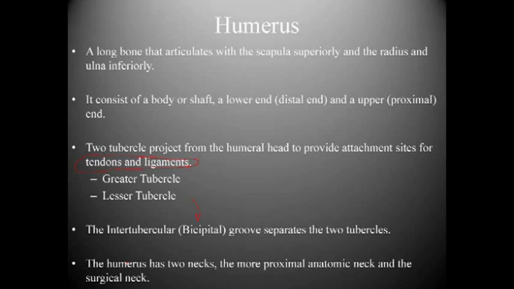The humerus has two necks, the more proximal anatomic neck and the surgical neck. And so we'll see as we look at our images that we're going to find two necks. One's going to be very proximal to the head, and another is going to be more distal and labeled as a surgical neck.